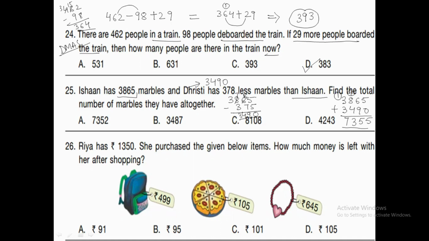Okay, let me check. Ishan has 3,865 marbles, and according to the question, what is written over there? Drishti has 378 marbles less than Ishan. So we need to subtract 378 from it.